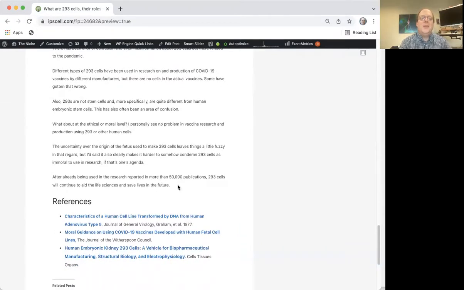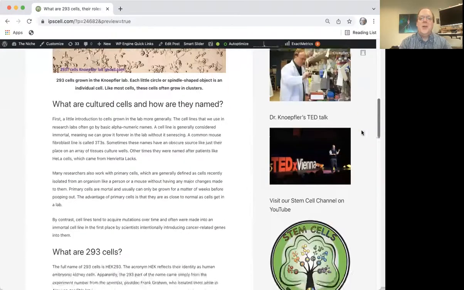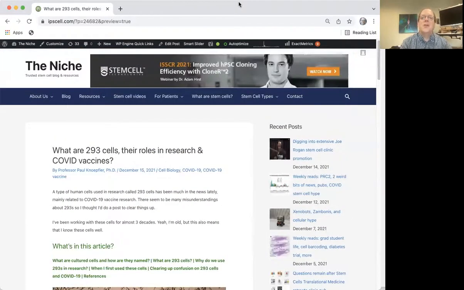And then finally, just want to point out more than 50,000 publications of different scientific research have used 293 cells. Again, I think they've saved a lot of lives. They're going to continue to help save lives. There may be other cells that can do similar things to 293 cells, but so far, I haven't really heard of other cells that are just as good as these. But hopefully this video has kind of cleared up some of the misinformation out there. And now you have a better understanding of what 293 cells are all about.